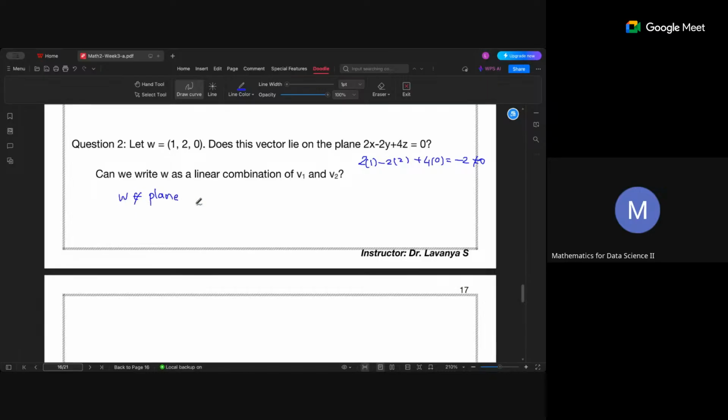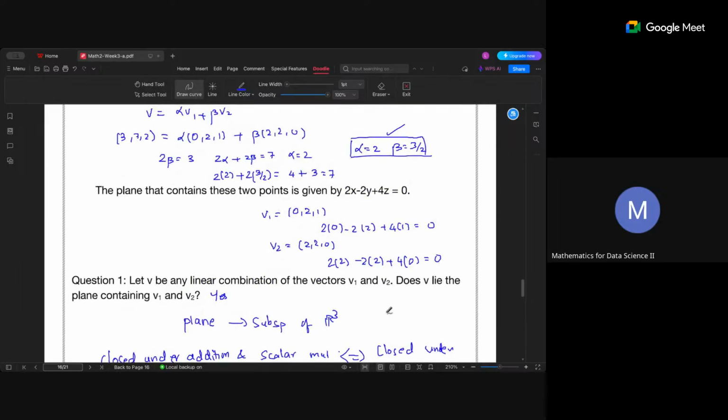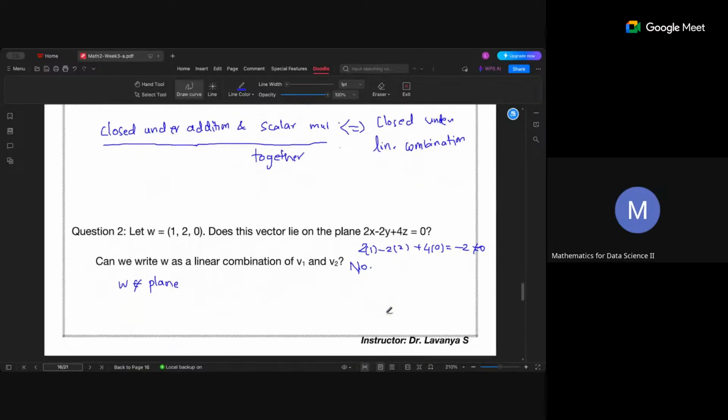So if W does not belong to the plane, can W be written as a linear combination of V1 and V2? No. So if W is in the plane, then we should be able to write it as a linear combination of V1 and V2. You can check this. Why we cannot have this, we have not yet covered, but we cannot write it. You can verify this.